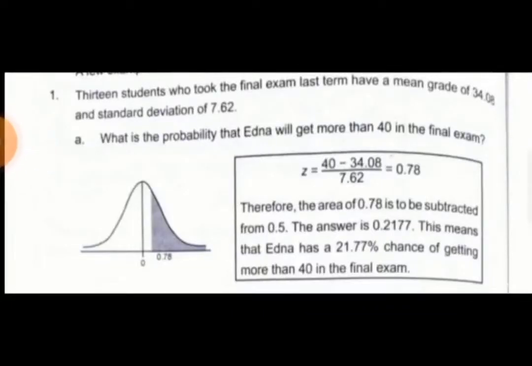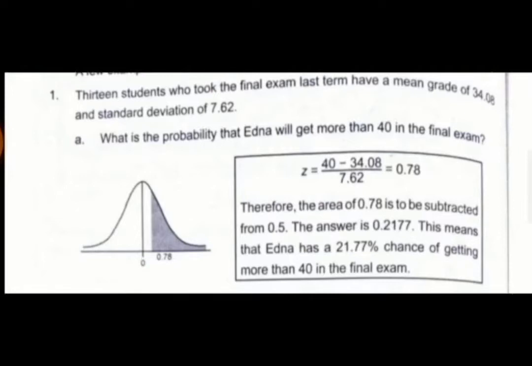So this is the first problem. 13 students who took the final exam last term have a mean grade of 34.08 and a standard deviation of 7.62. What is the probability that Edna will get more than 40 in the final exam?